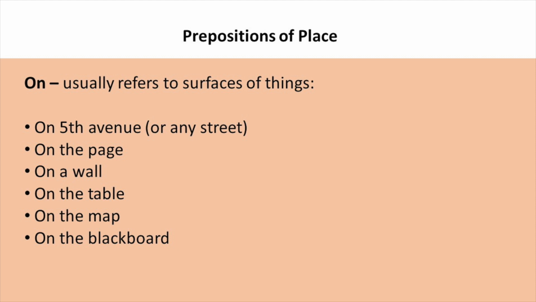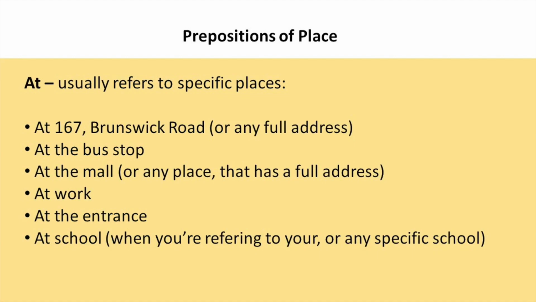On usually refers to surfaces of things. On Fifth Avenue or any street, on the page, on a wall, on the table, on the map, on the blackboard. Finally, at refers to specific places.